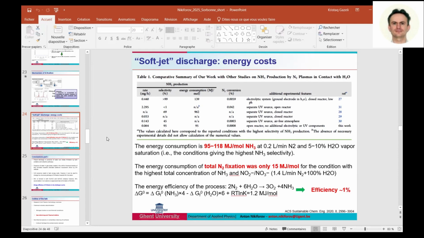But at the moment, indeed, it seems that whatever we are trying, if we are at atmospheric pressure, it's very difficult to run this process by vibrational excitation and to reach or beat thermodynamic equilibrium. We are still, I would say, much worse in relation to Haber-Bosch.